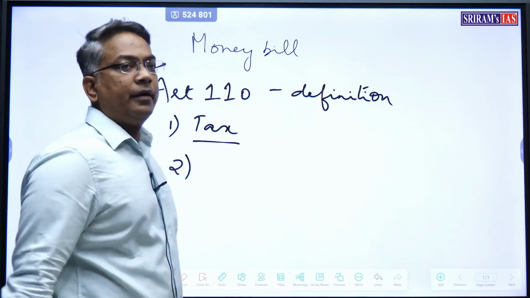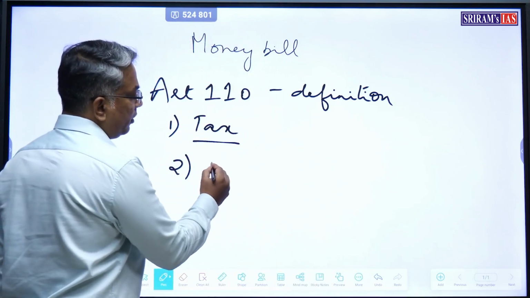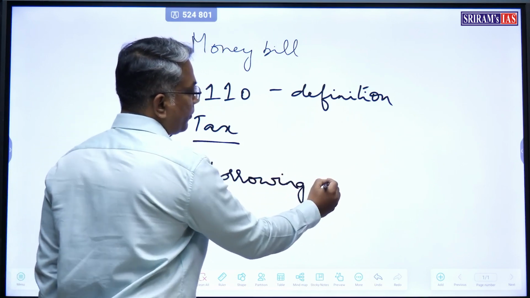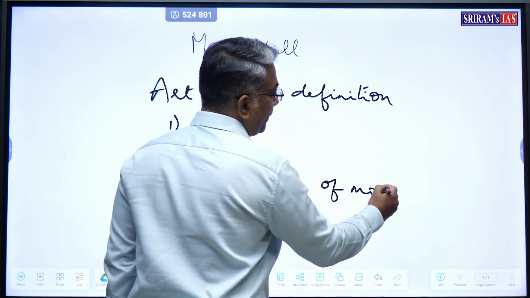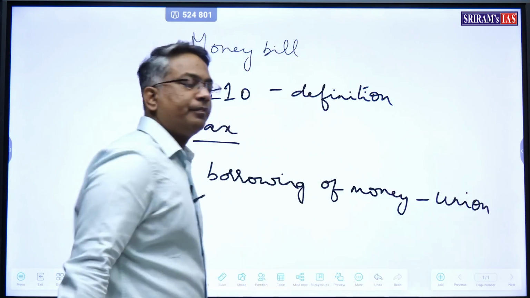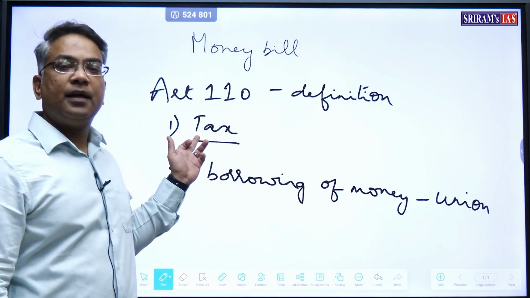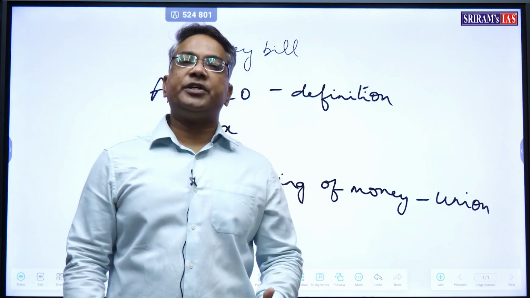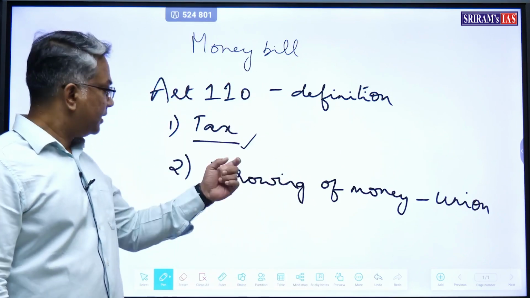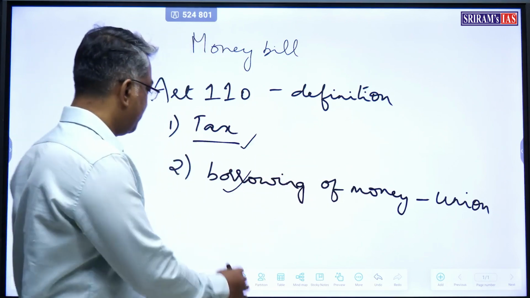Next, it deals with the regulation of the borrowing of money of the union government. Okay, so whichever deals with the tax, imposition, abolition, remission, alteration or regulation of tax, and regulation of the borrowing of money of the union government.